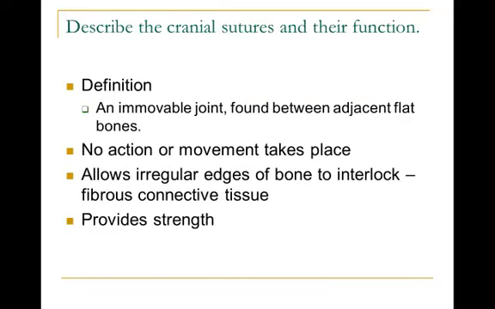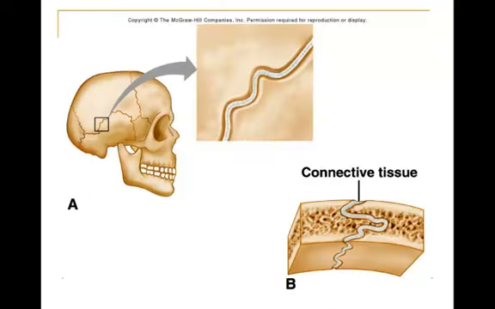So sutures. A suture is a type of immovable joint. I'm just going to go to the next picture. We find it between 2 flat bones, and the most common place we find it is in the skull. There isn't any activity, no bending here, hopefully. It creates a very strong, jagged connection. It's not a straight up and down connection, and it gives it very good strength because, of course, our skull is very important to protecting our brain.